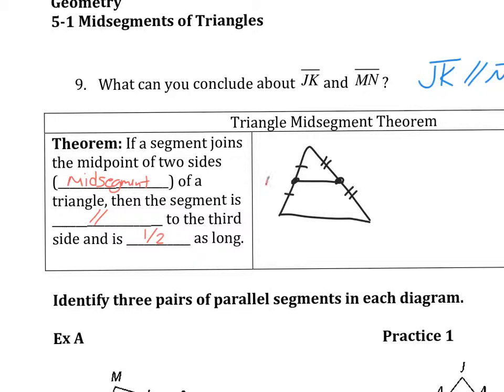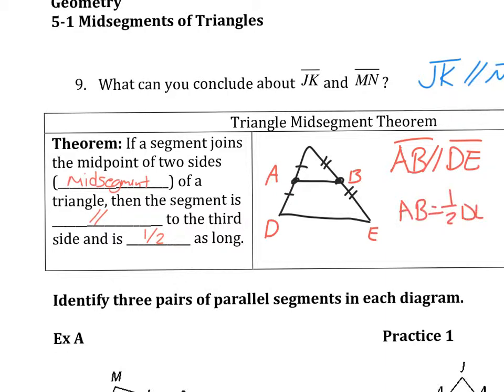So what do we know? If I call this AB and call this DE, then two things we know. We know that AB is parallel to DE, and we also know that AB is 1/2 the size of DE.